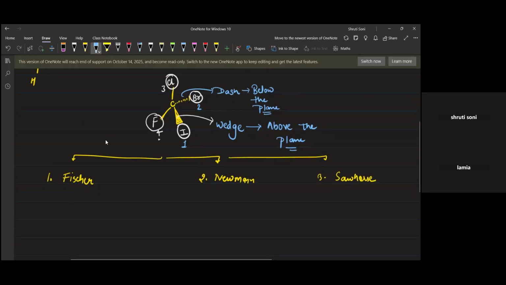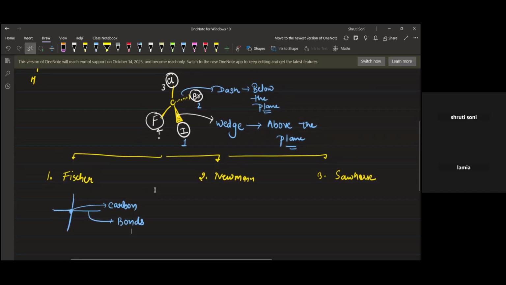So firstly, in case of Fischer, we need to form a cross sign which looks like this one. The middle portion here will represent the carbon. The middle dot will represent the carbon, and the four lines represent bonds. Do you have any doubt up to now?